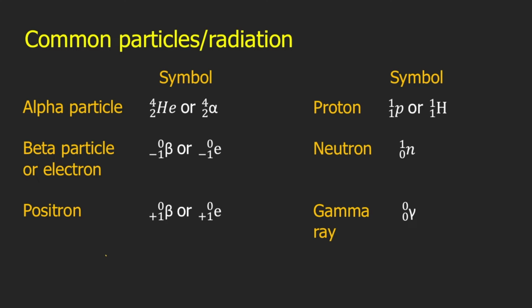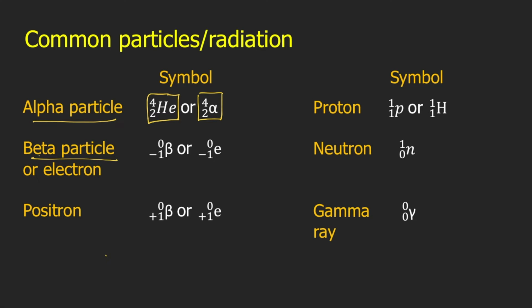Now, here is a list of the common types of particles and radiation emitted in radioactive decays. What's important here is that you memorize the symbol for each type of particle or radiation. So let's go through each of them quickly. For the alpha particle, the symbol is that of the helium-4 isotope. Or in other references, instead of helium, they use the Greek letter alpha. Anyway, they're just the same thing. You can use either of these symbols.